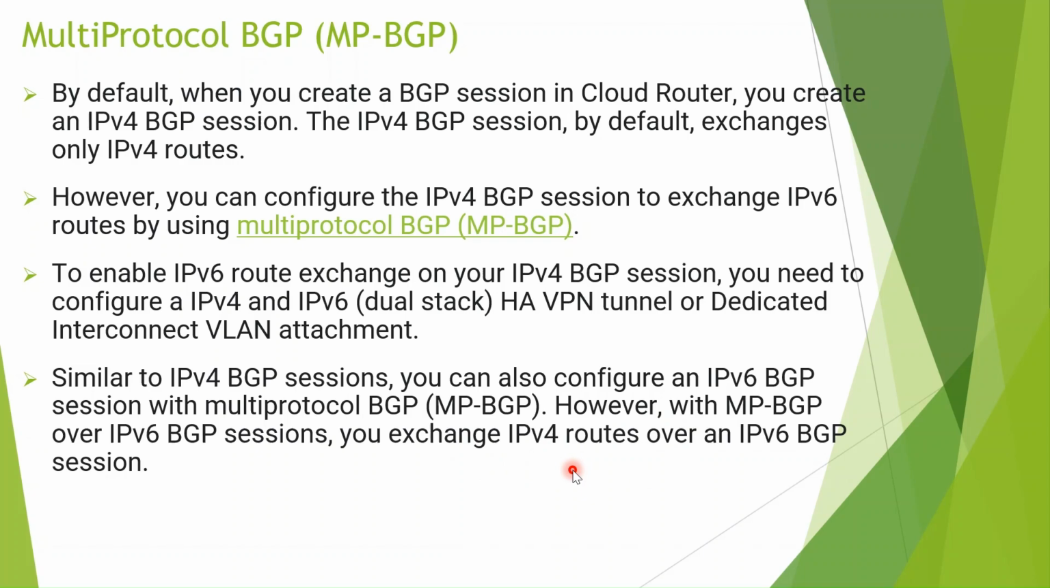When you create a session, there are two options. You can go with IPv4, and if you enable multi-protocol BGP, IPv6 traffic can also move over it. And if you choose IPv6 during creation of your session, there is an option: if you want to enable MP-BGP, then IPv4 routes will be exchanged over IPv6. I will show you in the demo, you will get to know. I just want to show you what multi-protocol is.